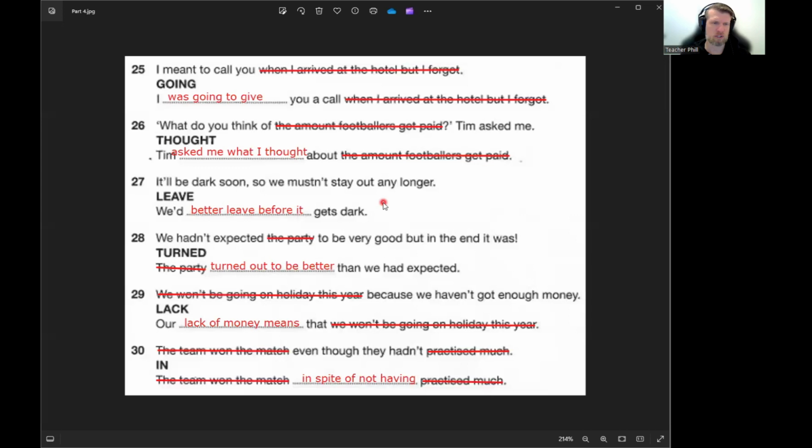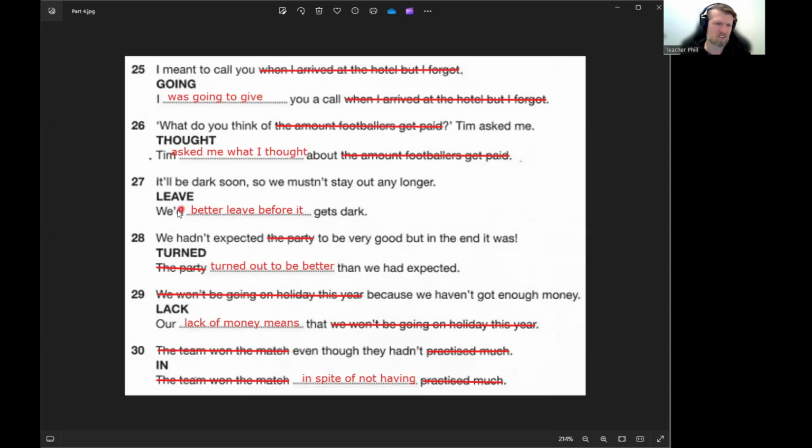So here I think what we need to focus on is, because it says here, we mustn't stay out any longer. Yeah, when we use mustn't, that means there is a prohibition. There's something that we cannot do. Yeah, we mustn't stay out any longer. So we need to go inside. Yeah. So here, I guess leave is a synonym of not staying out any longer. Yeah, we need to leave. We shouldn't stay out any longer.